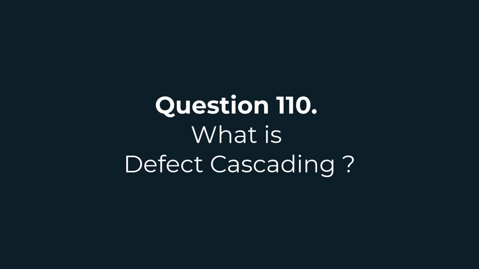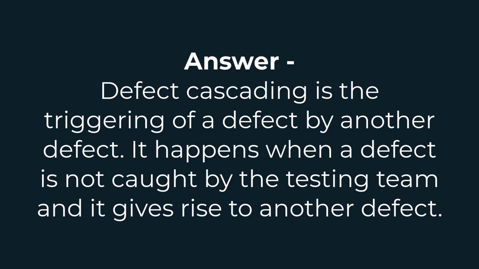Question 110. What is defect cascading? Answer. Defect cascading is the triggering of a defect by another defect. It happens when a defect is not caught by the testing team and it gives rise to another defect.